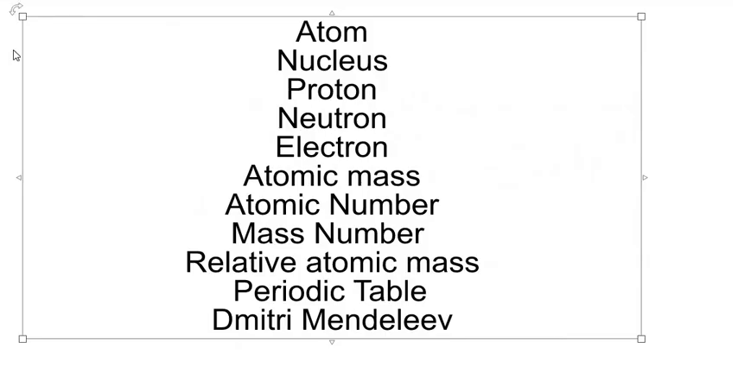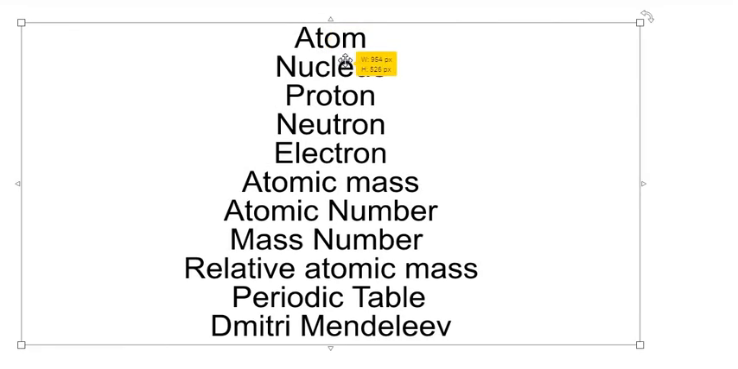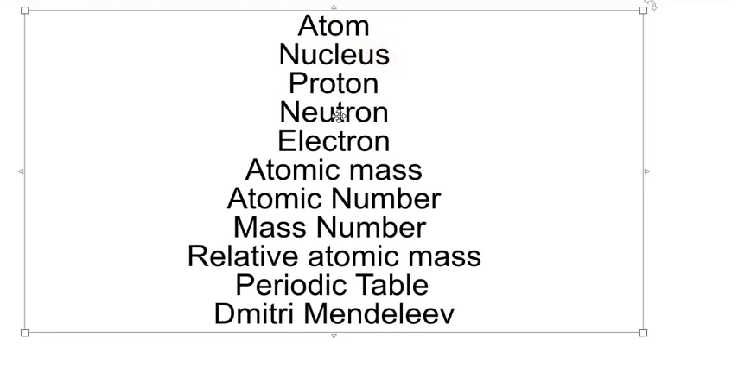So now a recap on what we learned. We learned what the atom is, the nucleus, the proton, neutron, electron, the sum of atomic particles, what the atomic mass is, atomic number, mass number, relative atomic mass, the periodic table, and the creator of the periodic table, Dmitri Mendeleev.